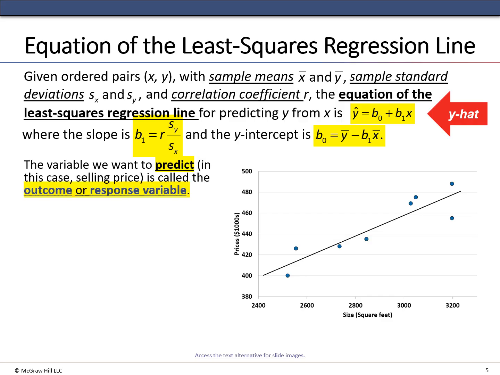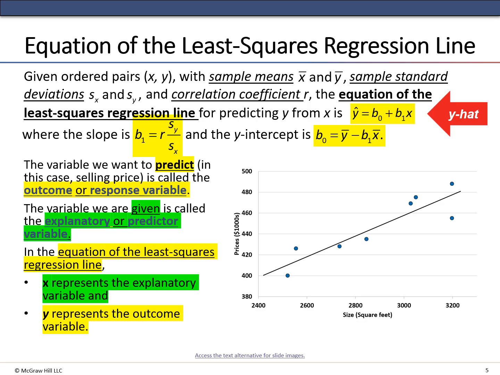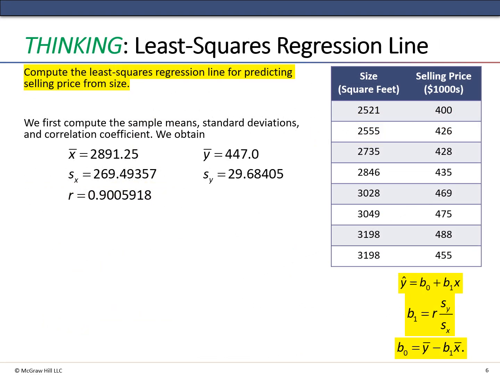What we're trying to do here is predict selling price based upon any size house. The variable we're given is called the explanatory or predictor variable. That's the size of the house. And the outcome or the response variable is how much it will sell for. In the equation of the least squares regression line, x represents the explanatory or predictor variable, and y represents the outcome, much like we did in algebra with y being the function value.